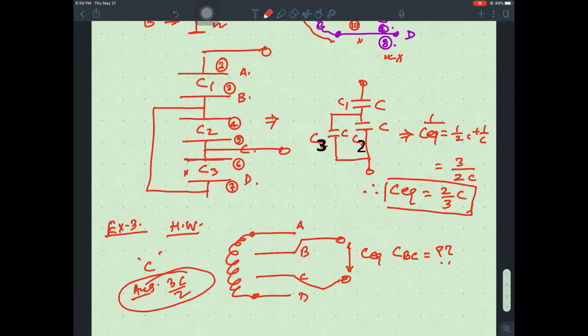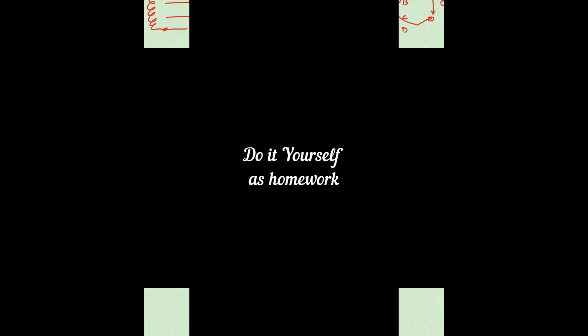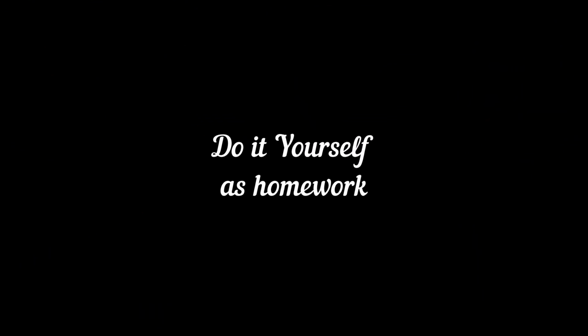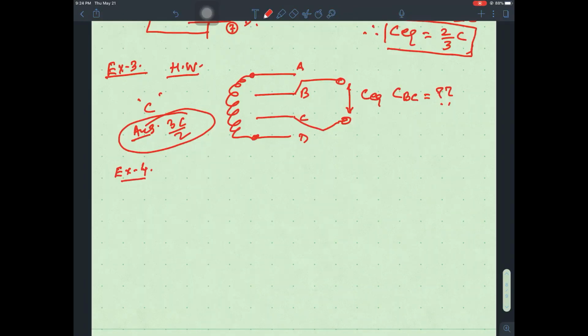How? You will try that by yourself. If you have understood the earlier question, you will certainly be able to solve this question. If you have not understood the earlier question, then you cannot solve this one. So this is for your home. Now example 4, the question is in this way. There is a circuit, and the circuit has a section AB.